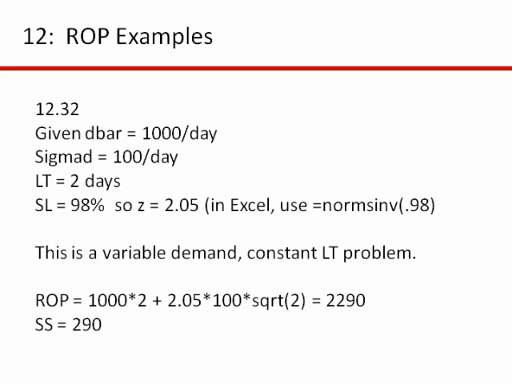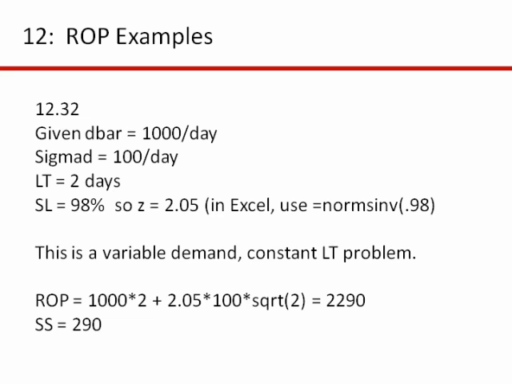Okay, so if you have a service level of 98%, you're going to go to the z table and find the z value that gives you a 0.98 area. Or you can just use Excel, and you can find that the z value is 2.05. So if we are 2.05 standard deviations above the mean, we will cover 98% of the area under that curve.